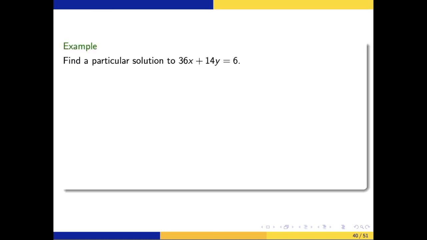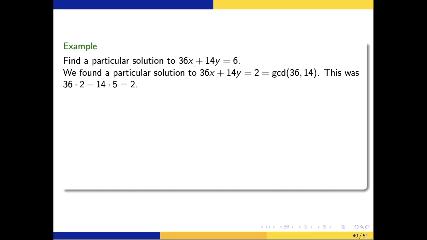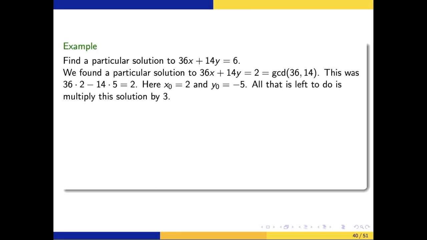So let us look at an example of this. We'll try to find a particular solution to 36x plus 14y equals 6. Here c is equal to 6. We showed earlier that the GCD of 36 and 14 was equal to 2, and 2 does indeed divide 6. The particular solution that we found was 36 times 2 minus 14 times 5 equals 2. So x naught was equal to 2 and y naught was equal to minus 5.